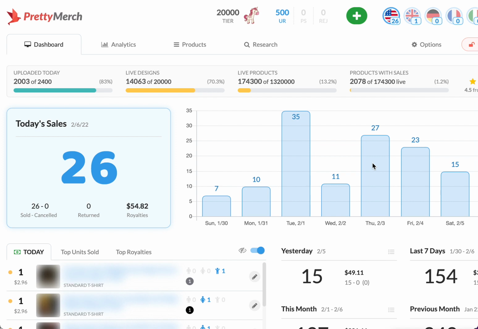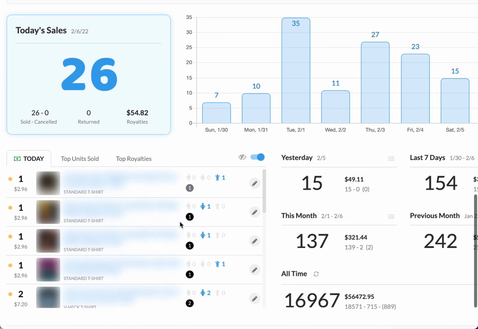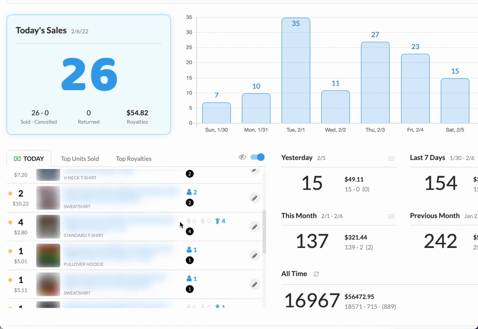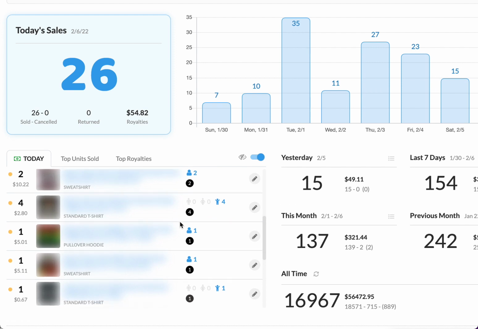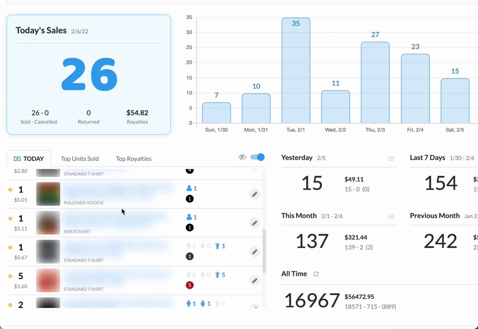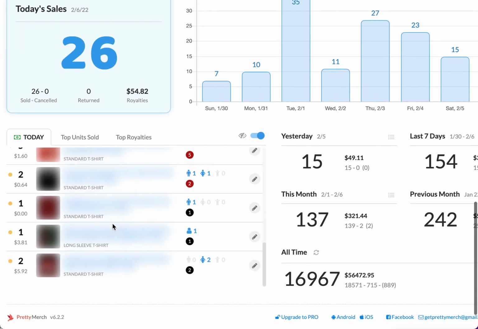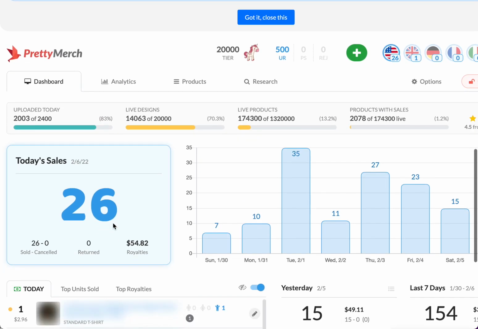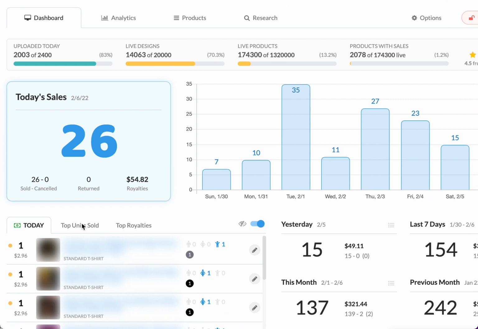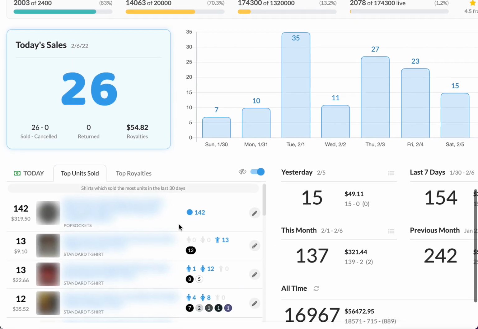So far, I've sold 26 items. I'm at 5482. I sold 4 of these. Those are kids' shirts. 5 of these Valentine's shirts. I guess those are the highest ones. Just to share what's been going on. I guess my top units recently.